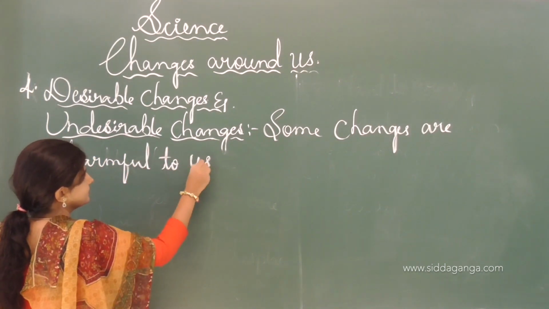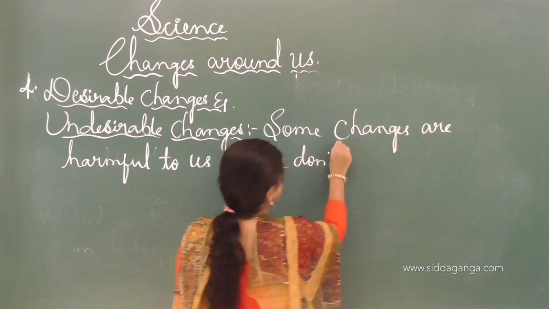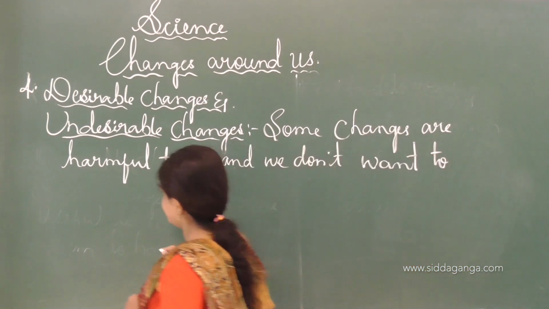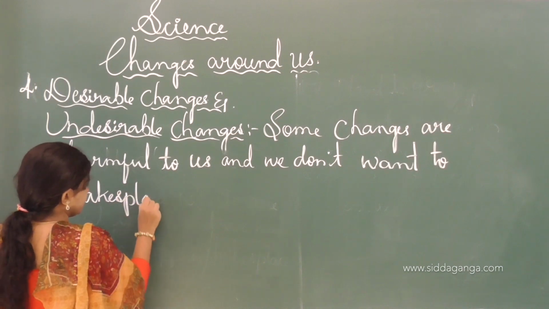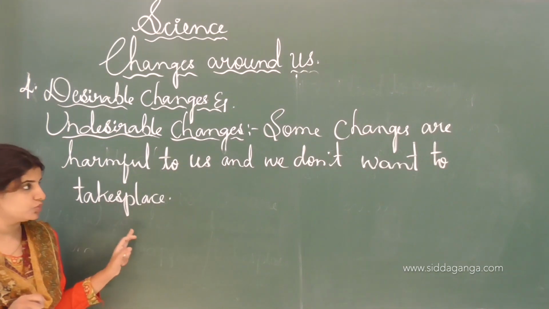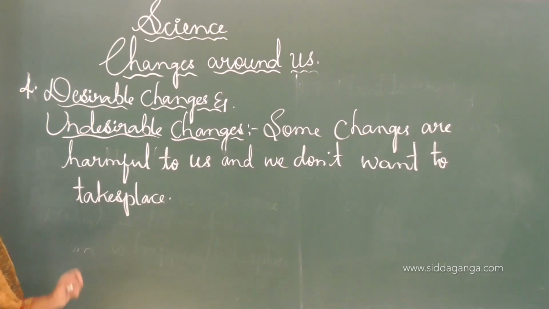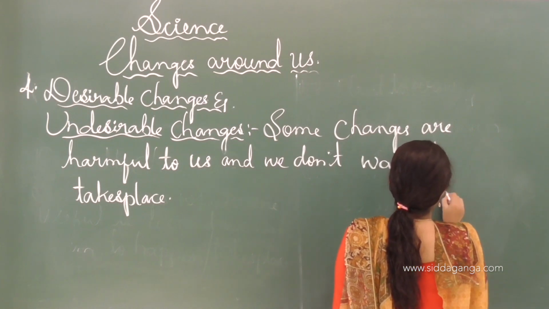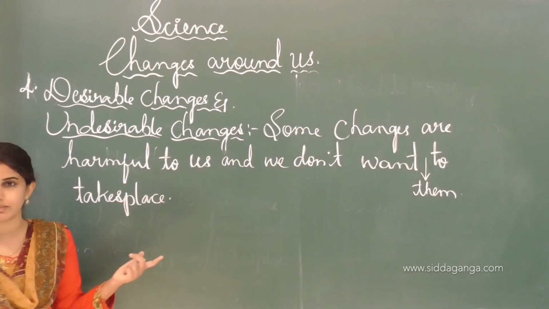Some changes are harmful to us and we don't want them to take place or happen. Undesirable changes are those changes which are harmful to us and we don't want them to happen. Such changes are called undesirable changes.